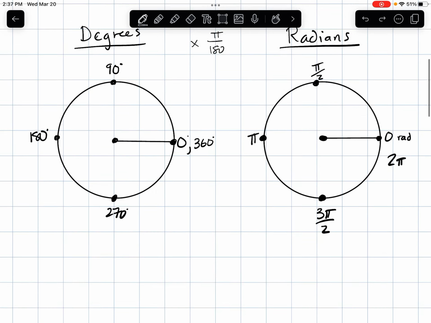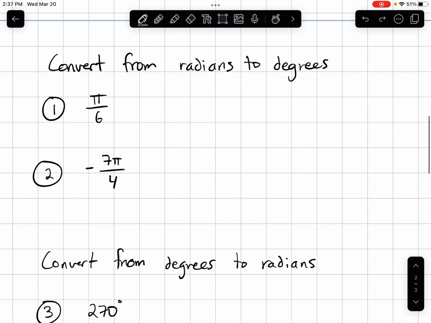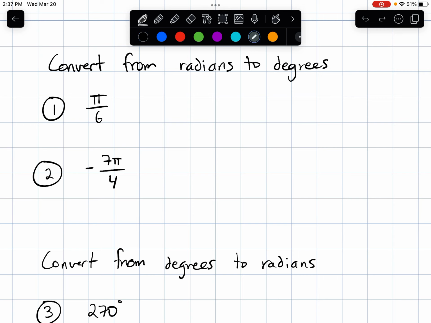So let's try out some problems just converting back and forth between degrees and radians. Here we're going to convert from radians to degrees. So if I'm converting from radians to degrees, I know that I want to multiply by my conversion factor. So we're going to multiply by 180 degrees over pi. This is going to become 180 pi over 6 pi. We know the pi's will cancel, and that just leaves me with 180 over 6, and that reduces to be 30 degrees. So we know that 30 degrees is the same as pi over 6.